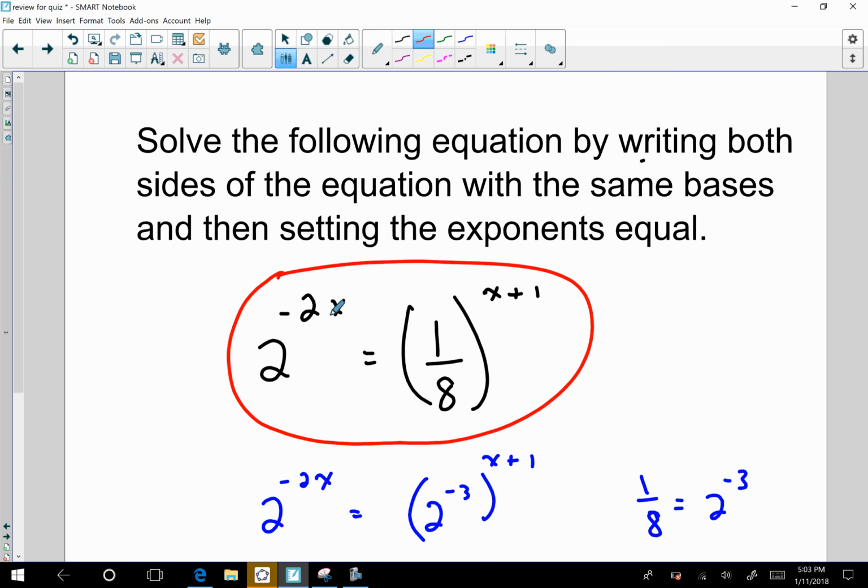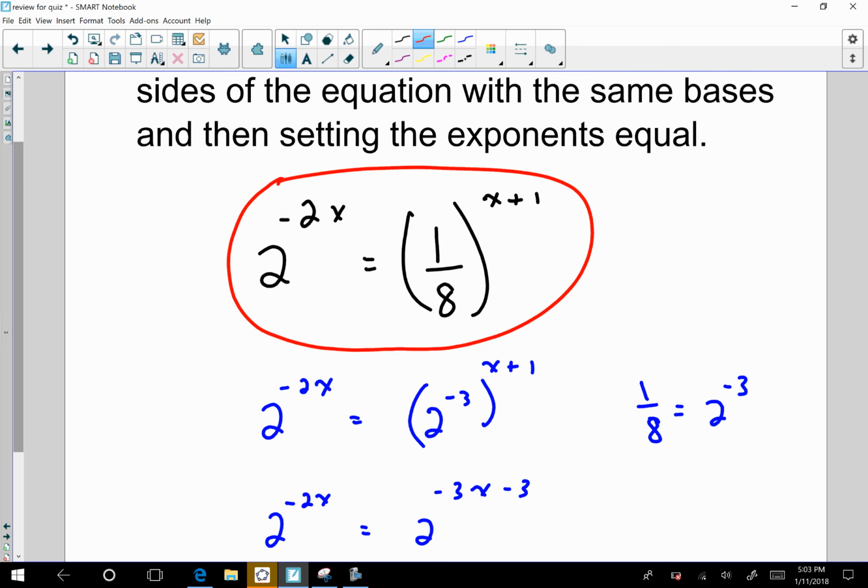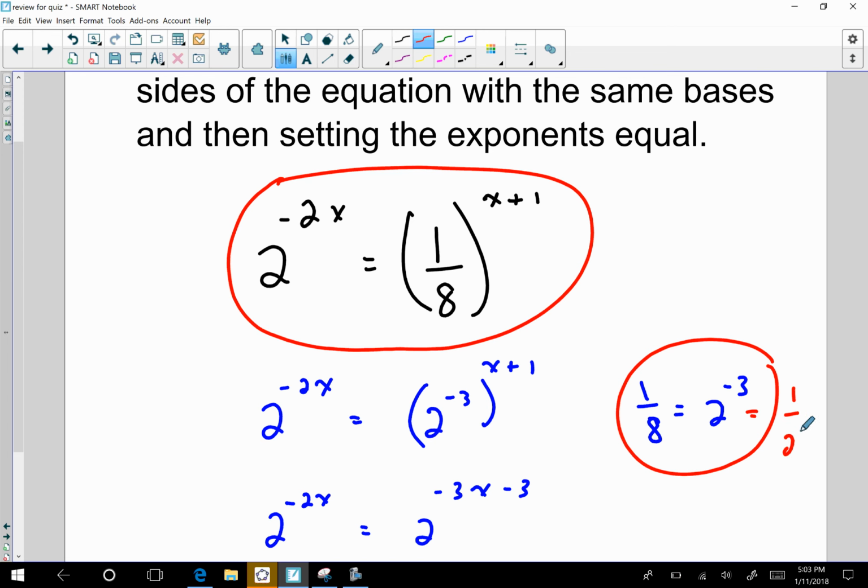I have 2 to the negative 2x and 1/8 to the x plus 1. What I want to do is write both sides of the equation with the same base. Well, I'm going to leave 2 here because 2 is a prime number, and I'm going to try to write 1/8 to the x plus 1 with the base of 2. And I see right away that 1/8 is the same as 2 to the negative 3. 2 to the negative 3 is 1 over 2 cubed. 2 cubed is 8. So I have to be able to observe that.